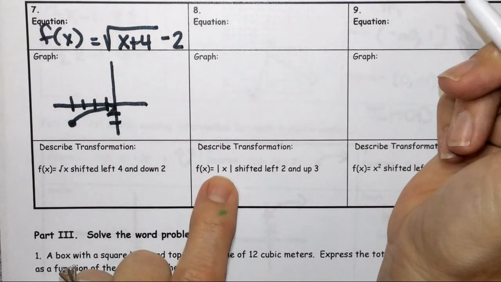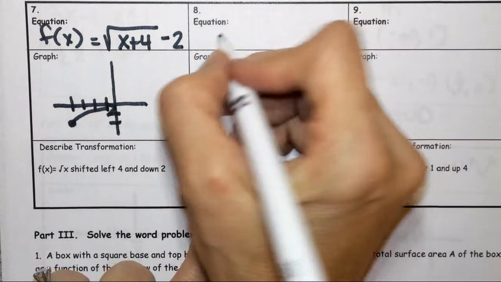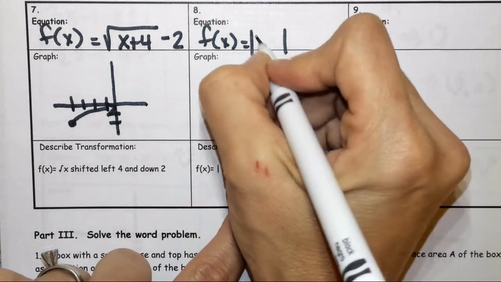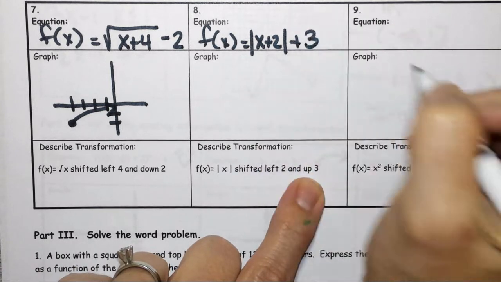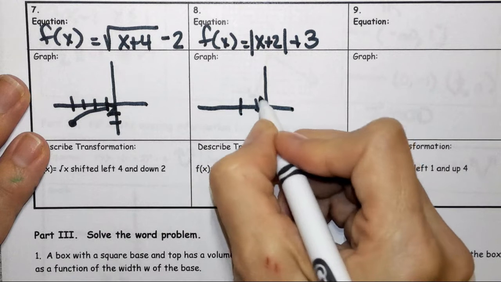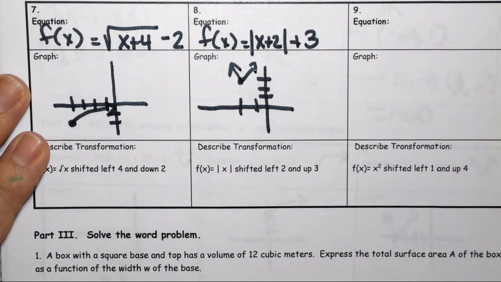This one's saying that my parent function is my absolute value, and I'm going to go left 2 and up 3. Again, if it's left, it's going to be inside, and you do the opposite. Since it says left, I put a plus, and then I'm going to put a plus 3 outside because that's my up, down. I'm going to go left 2, up 3, and then draw my absolute value shape.